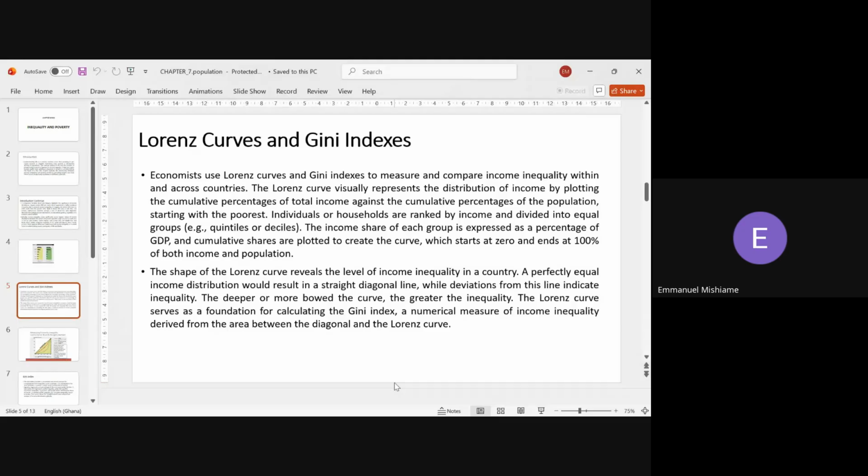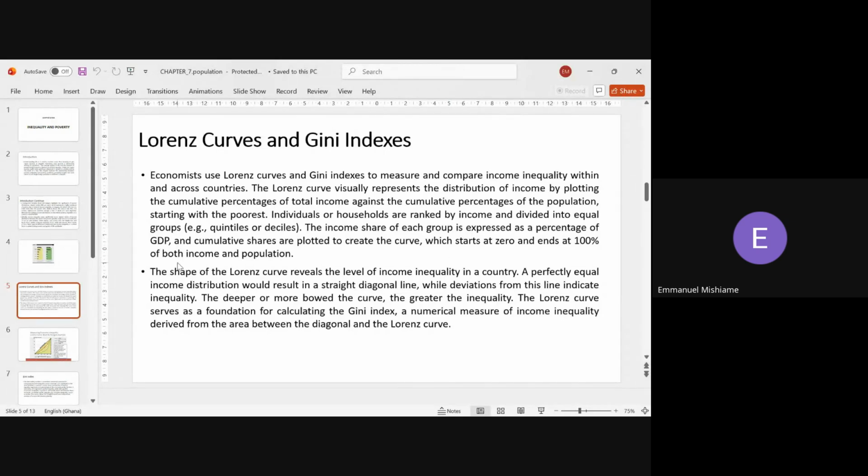The Lorenz curve visually represents the distribution of income by plotting the cumulative percentages of total income against the cumulative percentages of the population, starting with the poorest. Okay, underlined, starting with what? The poorest. Now, individuals or households are ranked by income and divided into equal groups, that is either quintiles or deciles. The income share of each group is expressed as a percentage of GDP, and the cumulative shares are plotted to create the curve, which starts at 0 and ends at 100% of both income and population. So the Lorenz curve is usually measured between 0 and 100%, usually in percentage.